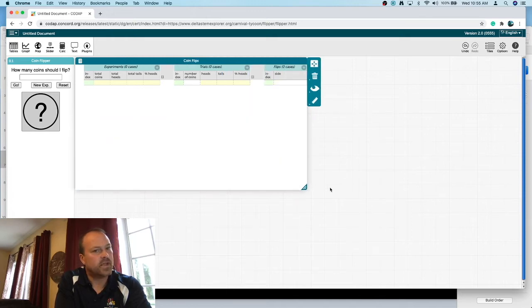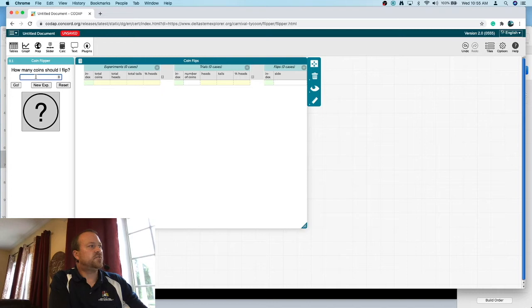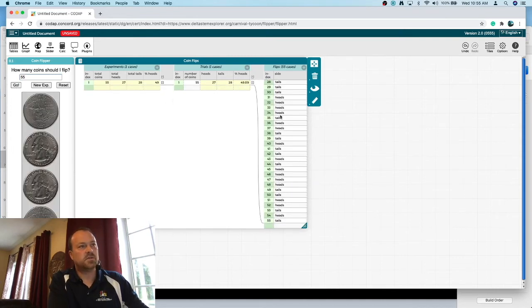And just like before, I like to spread out the data tables. How many coins should you flip? Well, you have complete control over that, but we want you to flip 1,000 coins. But I'm just going to throw in a number here, 55 coins. And you hit go, and it gives you the results right here. You can simply look at this and see that when we rolled 55, we got 28 tails and 49 heads. All right, so that would give you the results.